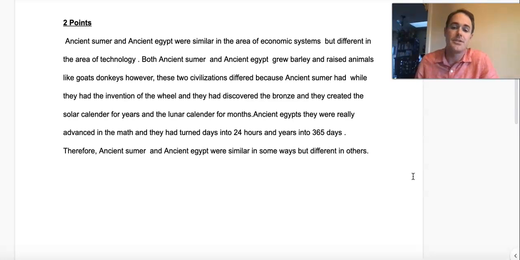However, these two civilizations differed because ancient Sumer, while they had the invention of the wheel, and they had discovered the bronze, and they created the solar calendar for years and the lunar calendar for months. So here, run-on sentence, and the student is just telling me information about ancient Sumer, not comparing. It's just giving me information. So this is not using that skill of comparison.